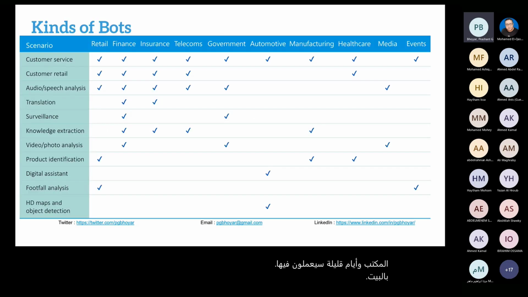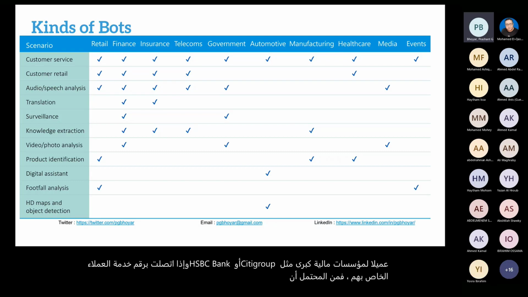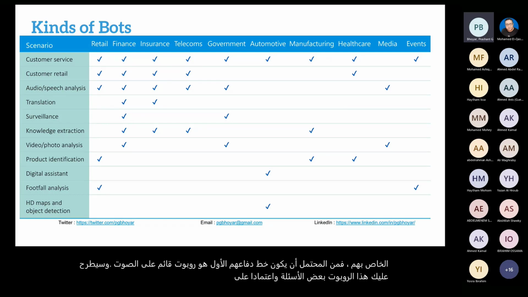We are already familiar with bots in our personal life. For example, if you are a customer of major financial institutions such as Citigroup or HSBC Bank, and if you call their customer service number, chances are their first line of defense is going to be a voice-based bot. And that bot will ask you some questions, and depending on your answer, that bot may provide you information right away, or your call may get redirected to another person.